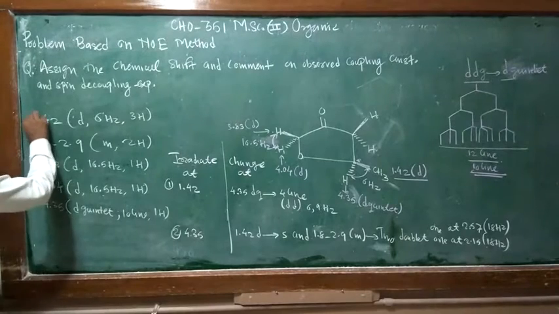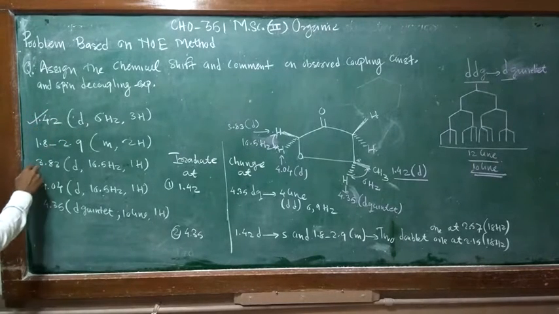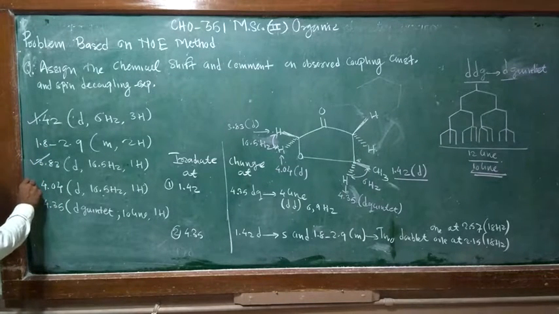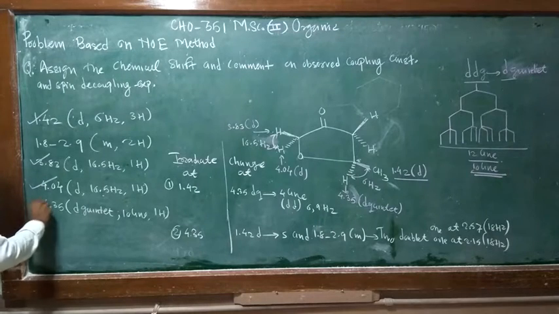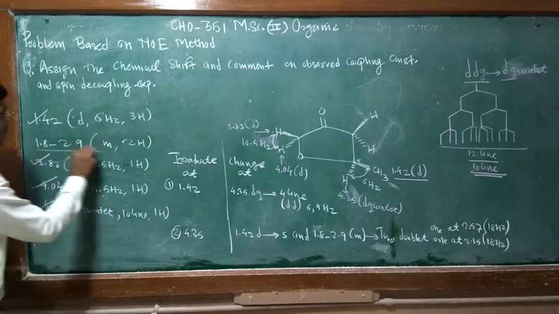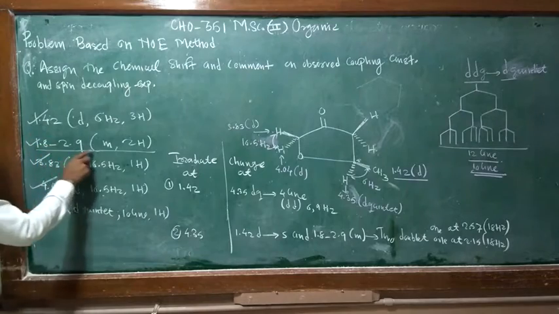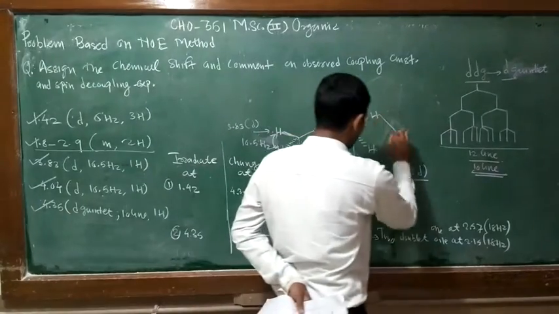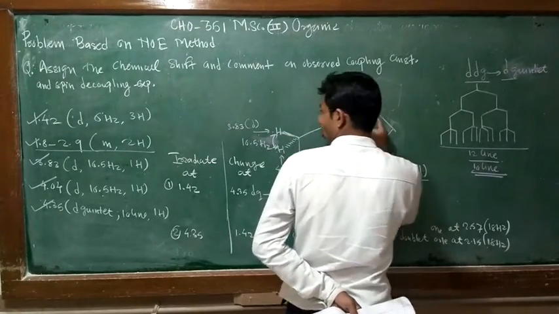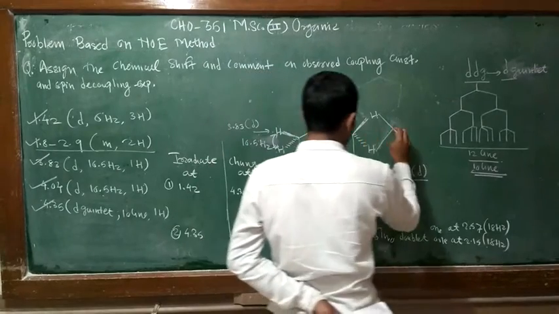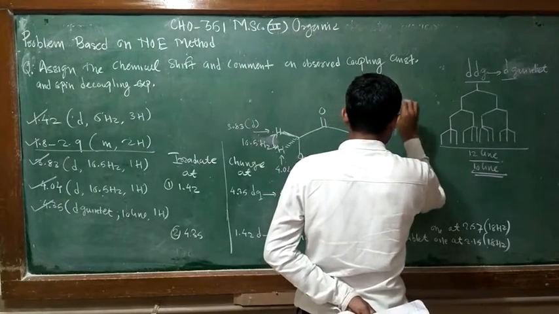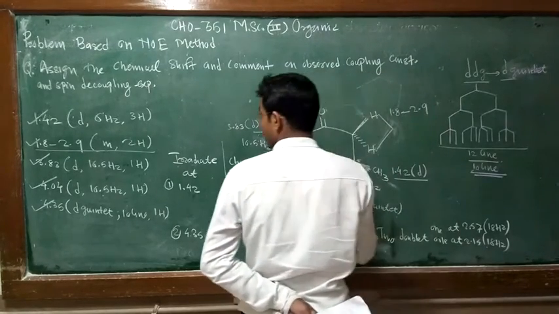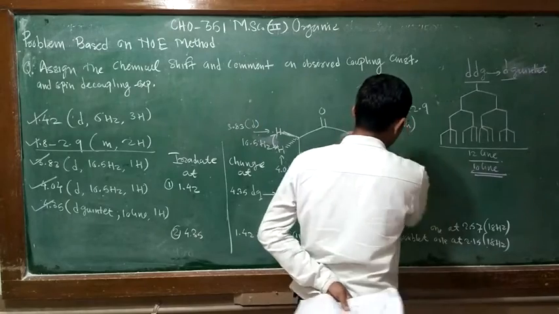So here this signal is assigned. We have also assigned this signal. So the remaining signal is only this, 1.8 to 2.9. In that we observe the multiplet for two protons, meaning these two protons show the signal because they are not attached to oxygen. So these two protons are not most downfield. Because of that we assign the signal for this at 1.8 to 2.9. In that we observe the multiplet.